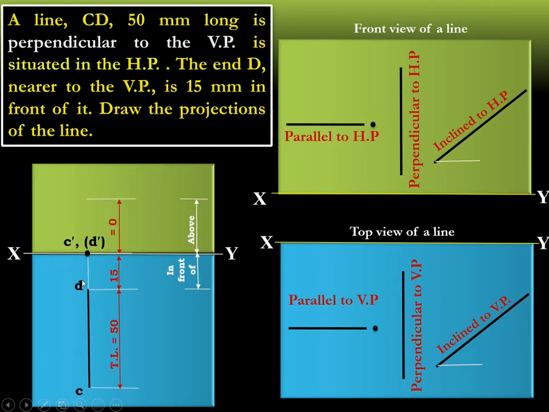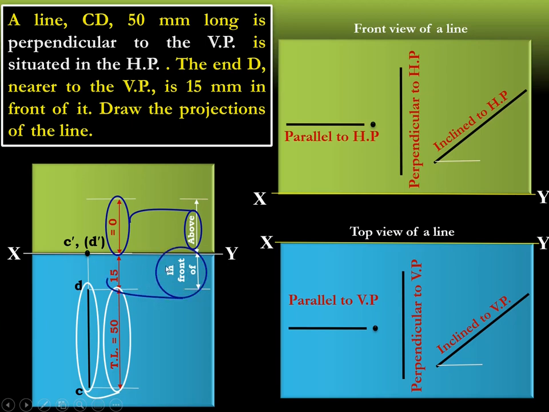When a line is perpendicular to one plane and parallel to other plane or contained by the other plane, the perpendicular view will have the length equal to its true length. Since the line is situated in the horizontal plane itself, its above distance will become 0 and the front view will be obtained on the XY line itself. It is also given that the end capital D is 15 mm in front of the vertical plane. Therefore, we need to ensure that the in front of distance between the XY line and the top view point small d is 15 mm.